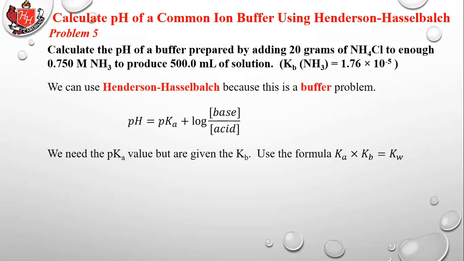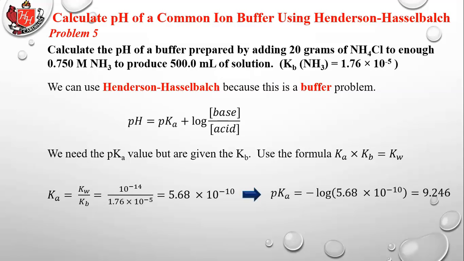Okay, and we proceed. So we need the pKa value, but are given Kb. So use the formula Ka times Kb equals Kw. That's on your acid-base roadmap. You're going to solve it for Ka. So Ka equals Kw, which is the autoionization constant of water, 10 to the minus 14th, over the Kb we were given up above in the problem. You do the math, you get 5.68 times 10 to the negative 10th. That's the Ka value. The pKa is the negative log of that number, and that's going to be 9.246. So we found the second thing that we need to use Henderson Hasselbach. That's the pKa.